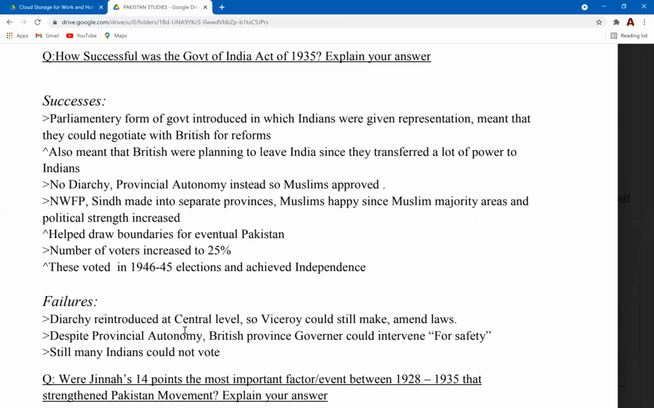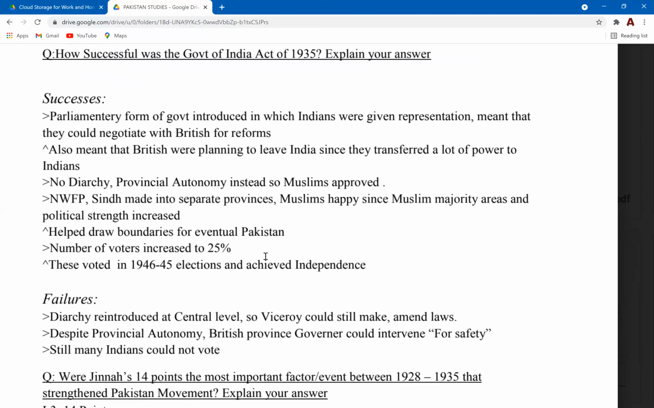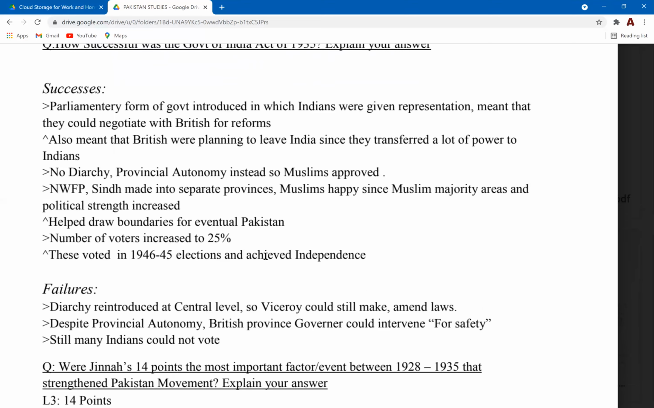And the failures of the Government of India Act were that diarchy was still there at the central level. The Viceroy had all the power. British governors could still intervene in the matters of the provinces, so there was no point in guaranteeing provincial autonomy if they still had the governors on top of the provincial governors. And voting rights, although they were increased to 25%, Indians felt that this was still not enough. They wanted a greater voting percentage in India. These were the successes and failures of the Government of India Act.